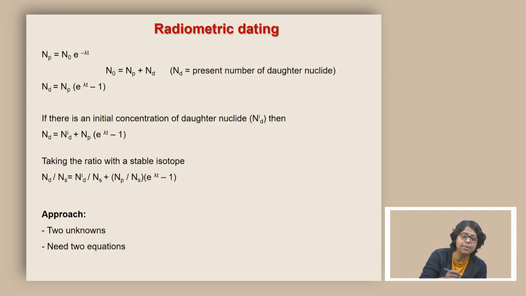So, where we stopped last time was the initial concentration of the daughter nuclide, and then the parent nuclide which converted into daughter nuclide because of the radioactive decay. Now, this is a complicated situation because if we do not know this and if we do not know this, there are two unknowns. So, which means we would basically need to have two equations to solve it. One clever way of going around it is to divide it with the stable isotope.